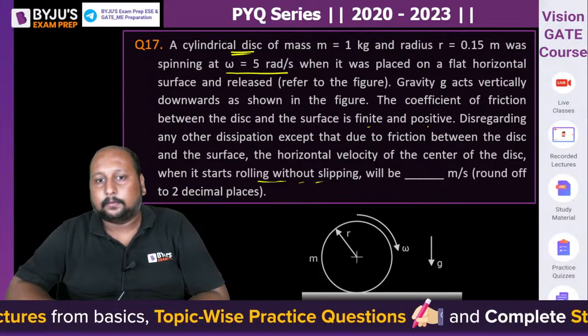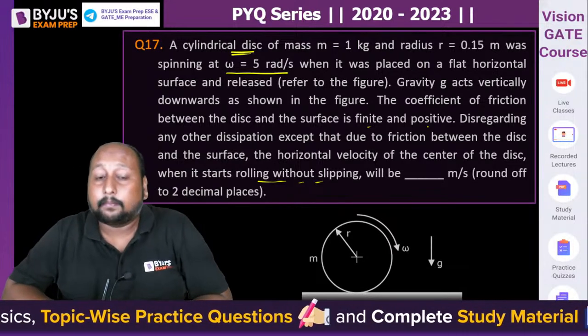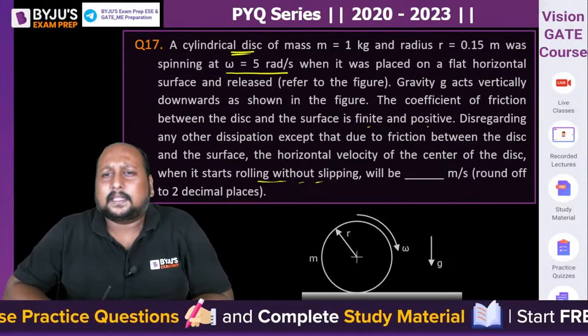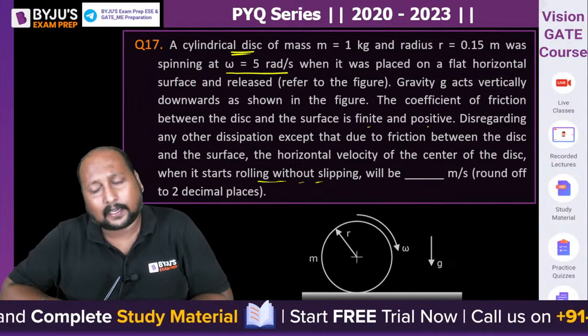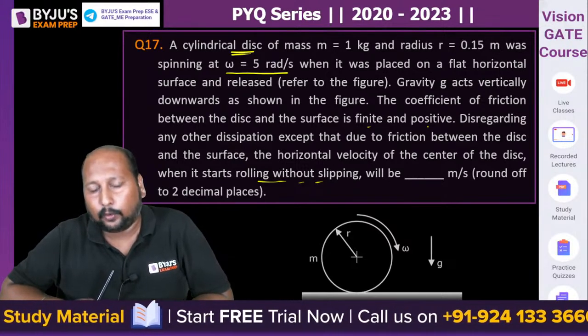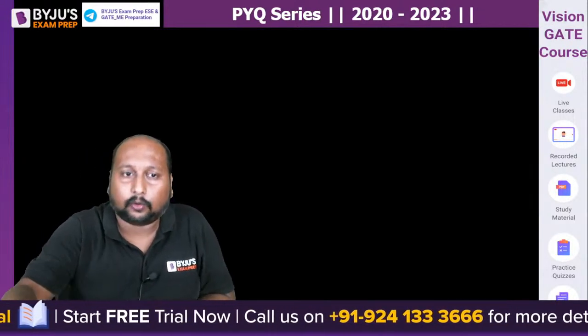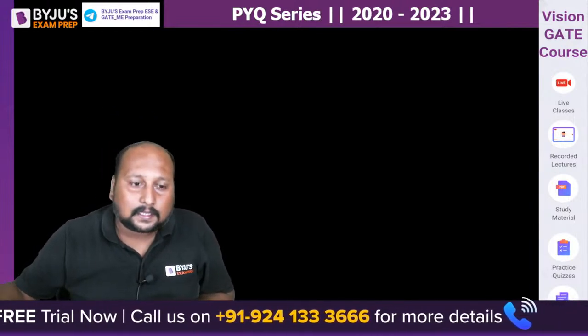Question समझ में आया? Here students are committing a simple mistake. They are saying that omega is given, r is given, so r into omega करके निकाल देते हैं, है ना? That is wrong. That is absolutely wrong. वो आपको नहीं करना है. क्यों? देखो समझिए.